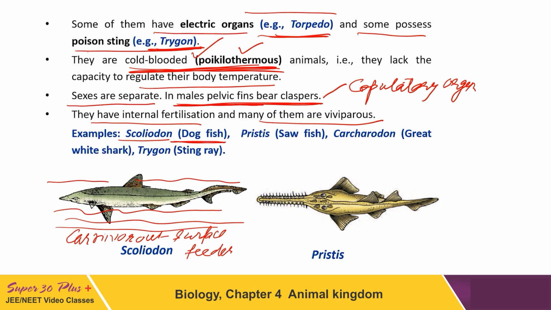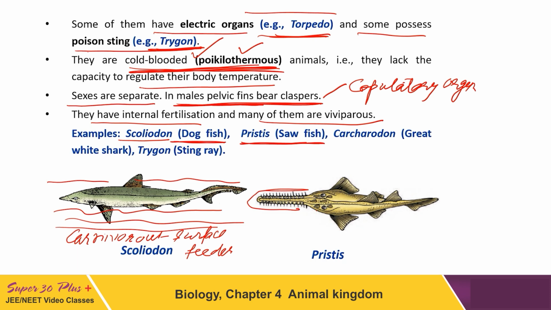No need of that. Only this Scoliodon, that is a cartilaginous fish. Then this is Pristis, the sawfish. You can see the sawfish here. The saw-like structure is there at the anterior end of the body.